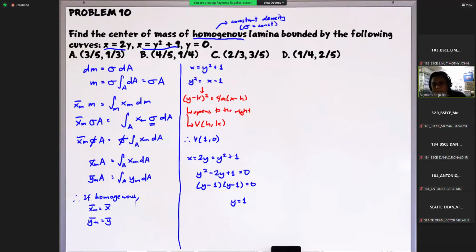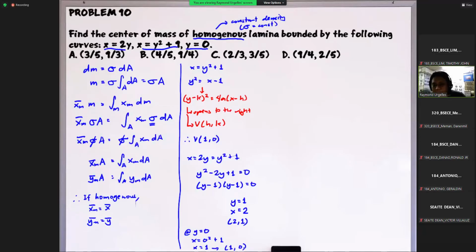Again, we have y is equal to 1. So by substitution, remember, x is equal to 2y, so 2 times 1 is 2. So x is equal to 2. So therefore, this is one of the points of intersection. Yung pangalawang concern natin is yung sa y is equal to 0, kasi that's another boundary. So at y is equal to 0, substituting this sa parabola natin, you will get x is equal to 0 squared plus 1. So we have x is equal to 1. So this is (1, 0).